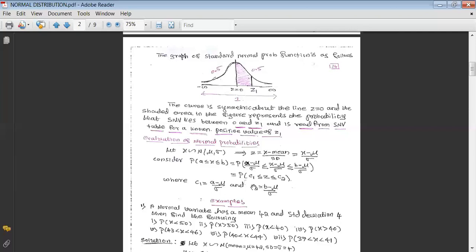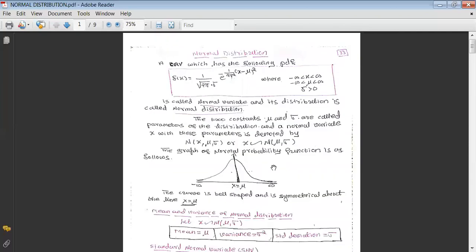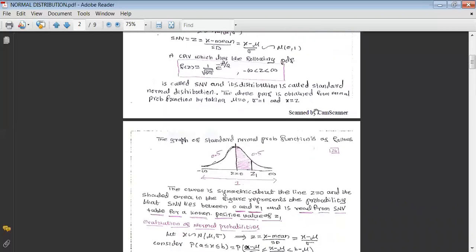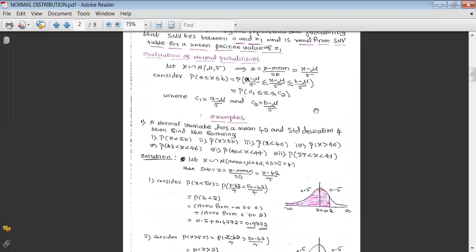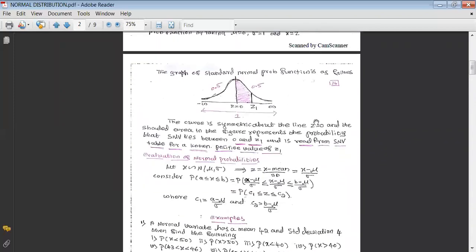And this is all about the theoretical aspect of the normal distribution and standard normal distribution. One thing should be kept in mind, that normal probabilities cannot be evaluated directly. First of all, the normal variable has to be converted to the standard normal variable by using the rule: value of the variable minus its mean divided by standard deviation.